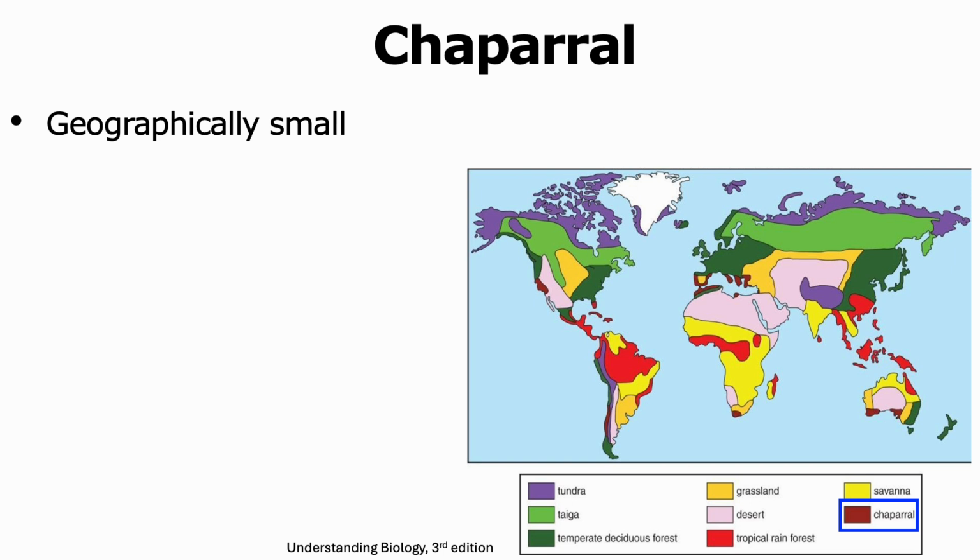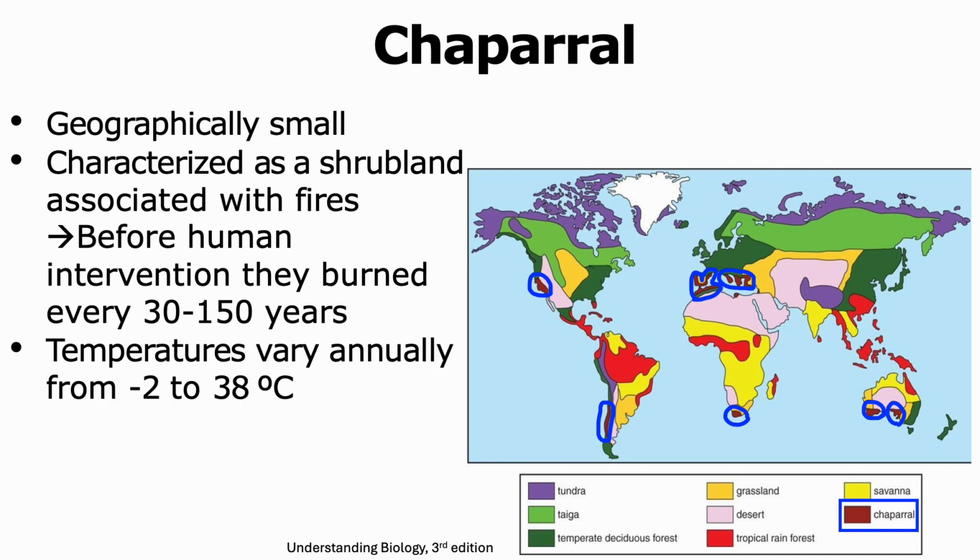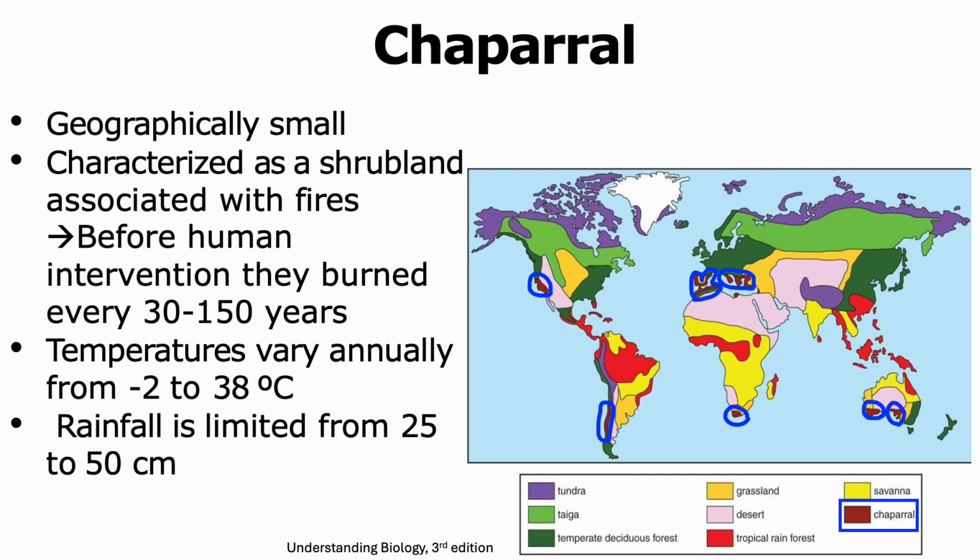The chaparral is a geographically small biome, and we can see them scattered throughout the globe. The chaparral are characterized as shrublands that are associated with fires. In fact, before humans started intervening with this biome, the chaparral would burn every 30 to 150 years. The temperatures in the chaparral vary annually from -2 to 38 degrees Celsius. This region gets limited rainfall, anywhere from 25 to 50 centimeters, which is why it tends to be dry during some times of the year.